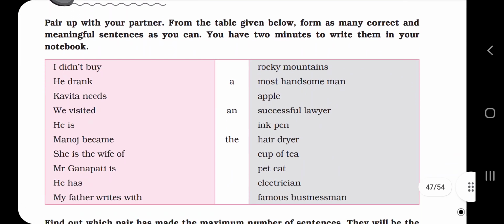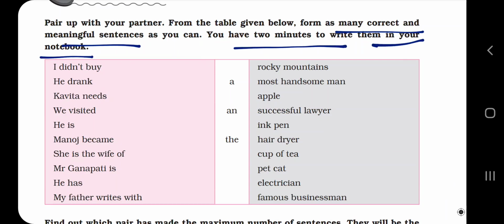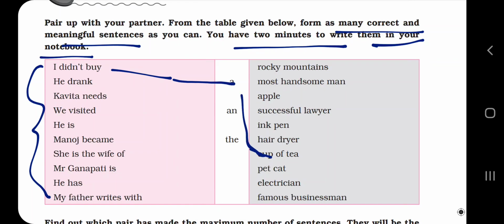Now worksheet 2. Pair up with the partners from the table given below. Form as many correct meaningful sentences as you can. You have 2 minutes to write them in your notebook. Let me see how many of you can do it. Now there can be many sentences by doing permutation and combination. You can make many sentences, like if I say I didn't buy a cup of tea, this is also a correct sentence.